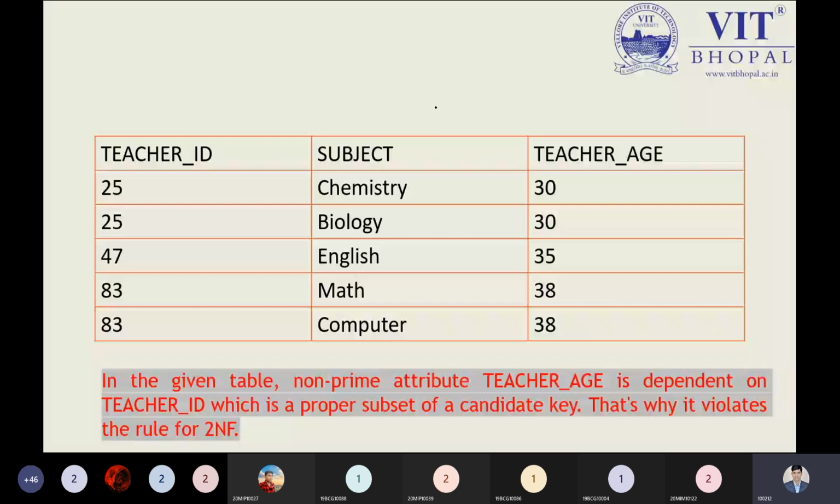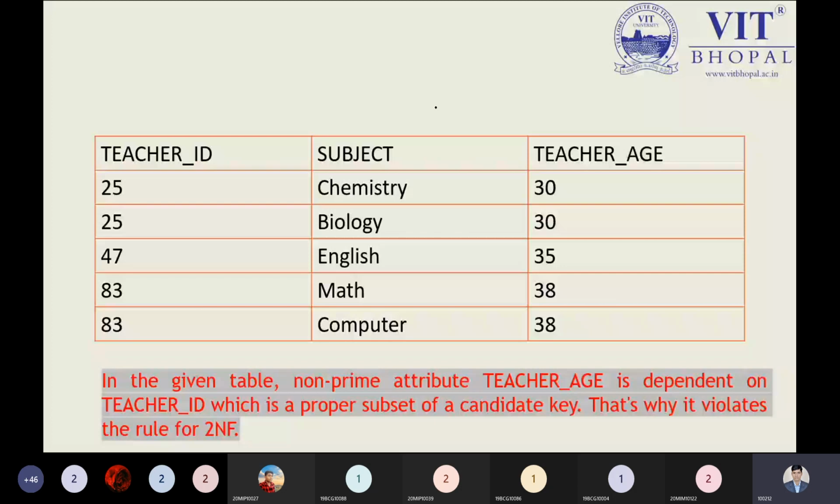But here we are finding that teacher age depends on the teacher ID, which is a proper subset of the candidate key. But why is it saying so over here? Why does it violate the rule of the second normal form? So that was my question. Why is it violating the rule of the second normal form? Because all the non-key attributes should be dependent on the key attribute, but subject is not dependent on teacher ID. Yeah, that is the point. Because there are many subjects which can be offered by many teachers. Just like myself over here, I'm teaching database management system, and the other faculty is also offering the same course.